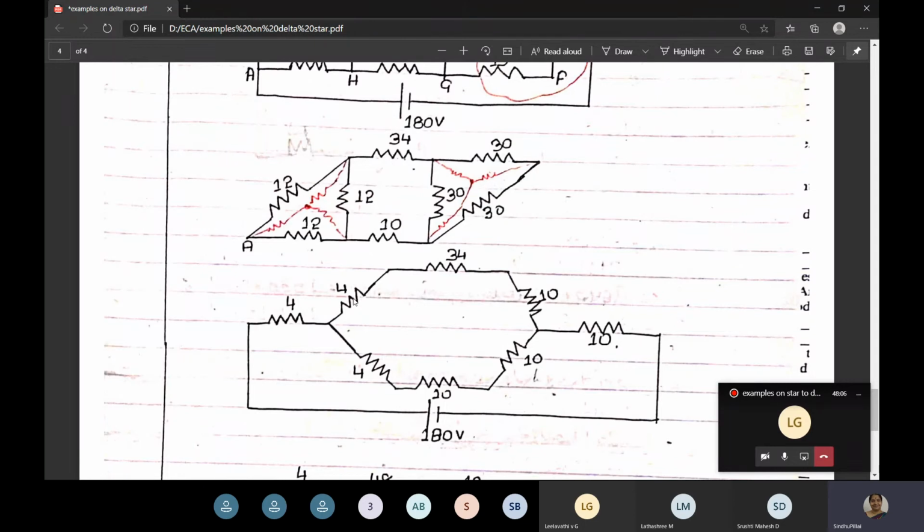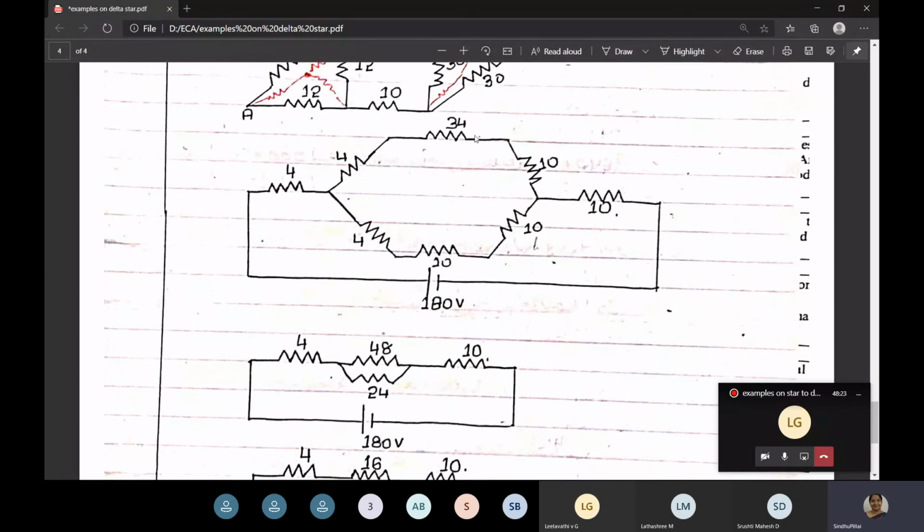So you see there are so many series connections now. 4, 34 and 10, all these 3 are in series. Next, 4, 10 and 10, all these 3 resistors are also in series, and after series they are parallel to each other. So 34, 10 and 4 is 48. 10, 10, 4, that is 24. Then they are parallel to each other. So 48 is parallel to 24.